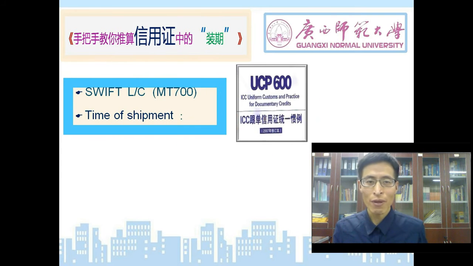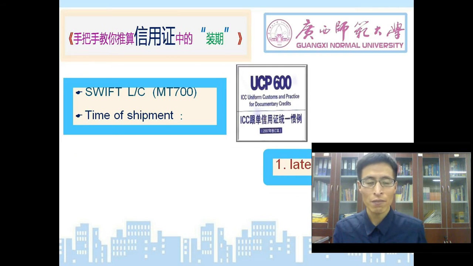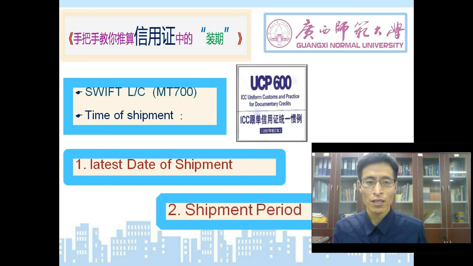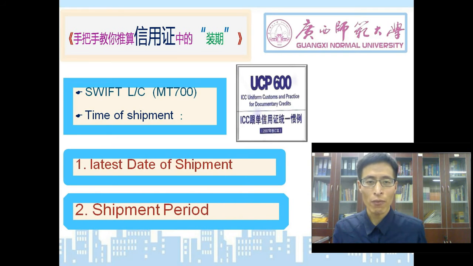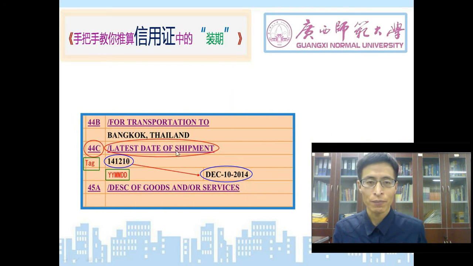As for time of shipment in SWIFT letter of credit, the format MT700, and according to the documentary UCP 600, there are two types of time of shipment in the letter of credit. The first is latest date of shipment. The second is shipment period. So let's go on to learn them one by one. The first one, latest date of shipment.